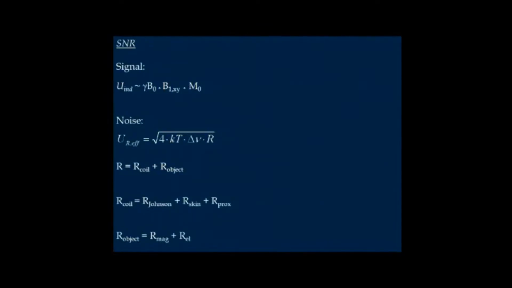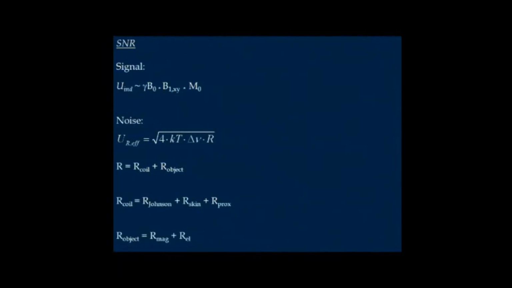The signal is rather easy. I already mentioned it. The induced voltage in the coil is proportional to the B0 field, to the excitation field, and to the net magnetization. But the noise gets more complicated. The noise voltage induced into the coil is dependent on the temperature, some other tissue-related factors, and the resistance of the whole system. The resistance, meaning losses, is in that case mostly equal to the noise. Okay, so let's have a look at the resistance.